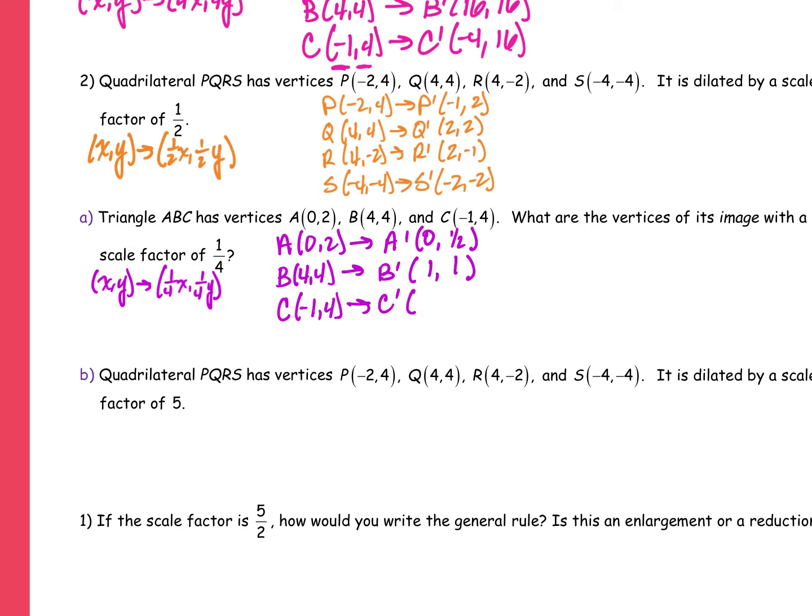And what's C prime? Oh, this one's a little harder. What's negative 1 times 1/4? Let's do positive 1 times 1/4. What's positive 1 times 1/4? What's 1 times anything? It's the number you're talking about. Okay, so what's 1 times 1/4? 1/4. So if I have negative 1 times 1/4, what is it? There we go. You guys know what 1 times anything is, right?